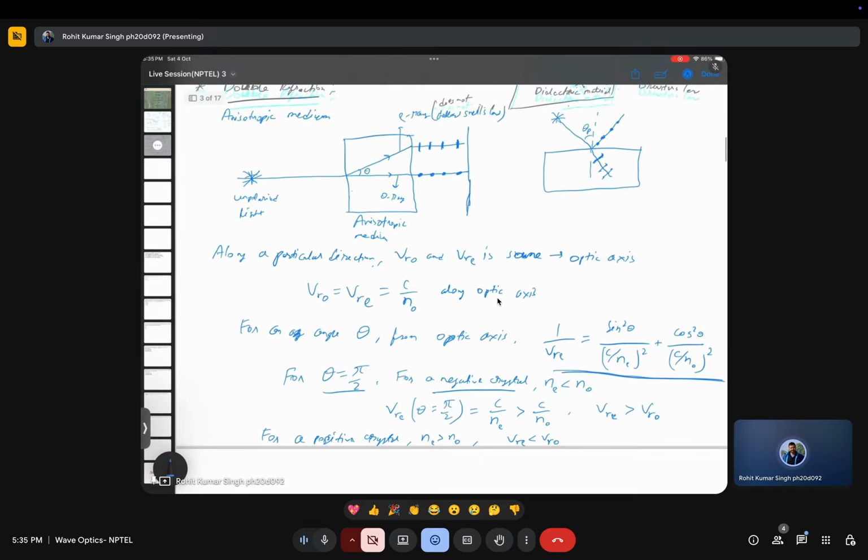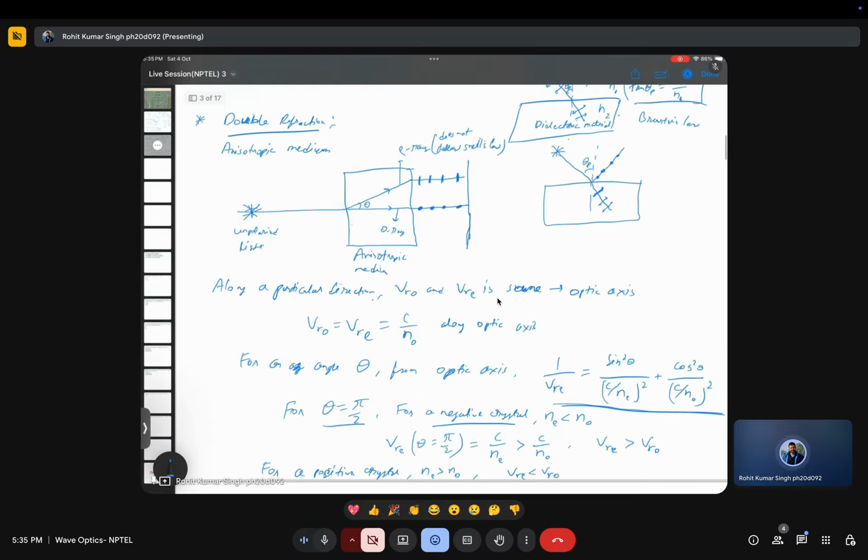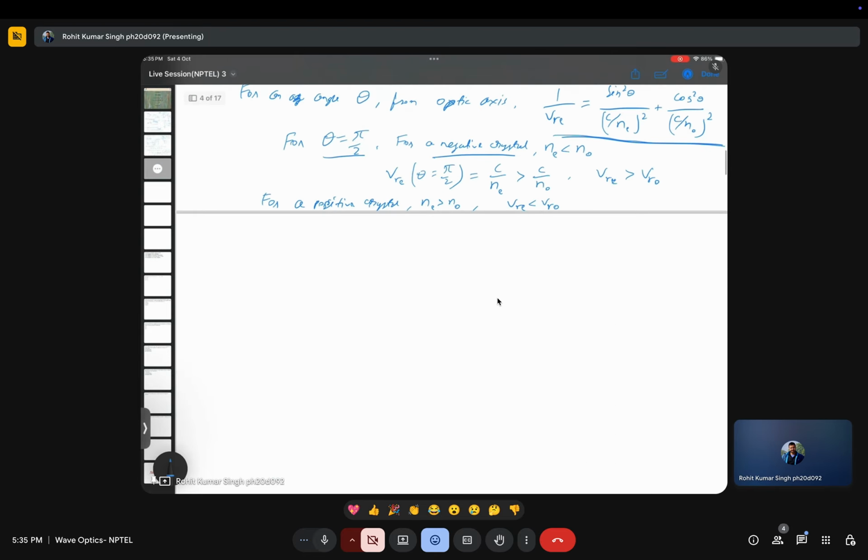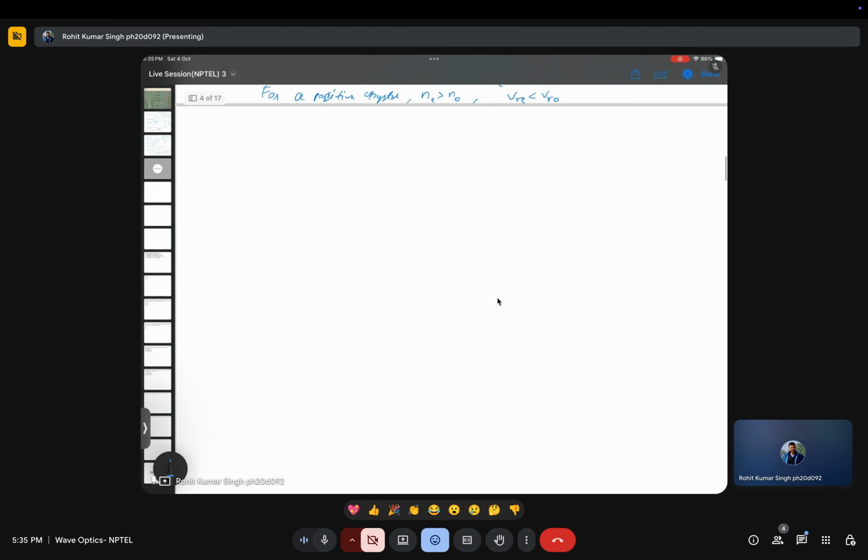Now as I said, since the velocities of these two will be different, they will go through a phase difference inside the medium, right? And then you can have interference of these two, extraordinary and ordinary rays. So that we will look at now: interference of these two polarized lights.